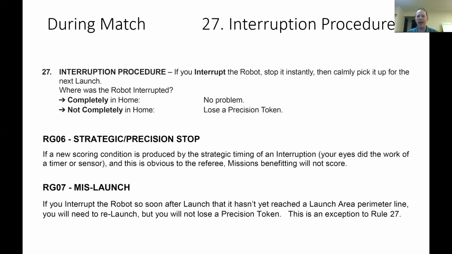This rule doesn't actually speak to that, because it says... I'm assuming that that's no longer legal. If your robot's out there driving around bonkers, and you reach out to stop it and say, okay, we're done, that still counts as losing a precision token. We may get a robot game update on that. Just something to be aware of.